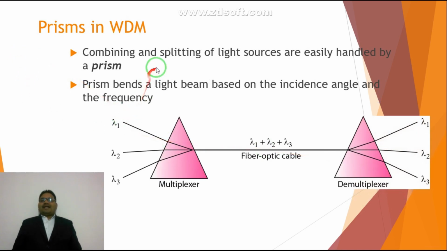Now, combining and splitting of light sources are easily handled by a prism. This is your prism, which can act as a multiplexer as well as a demultiplexer, because a prism can bend a light beam based on the incident angle and the frequency.